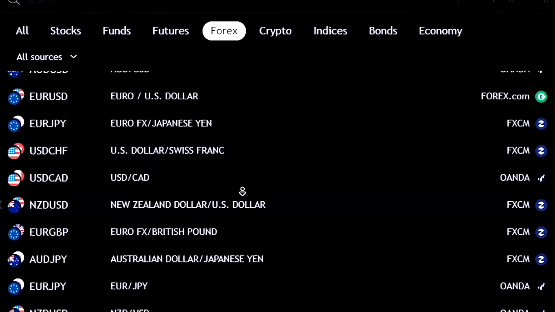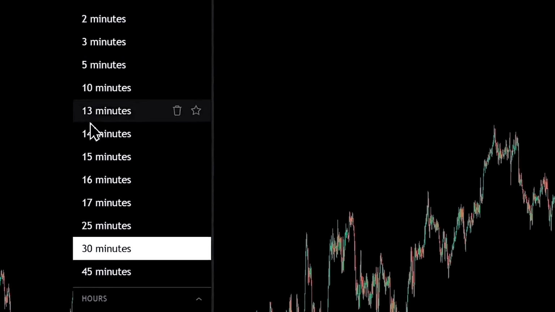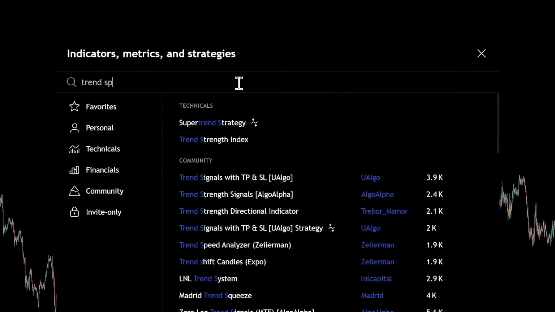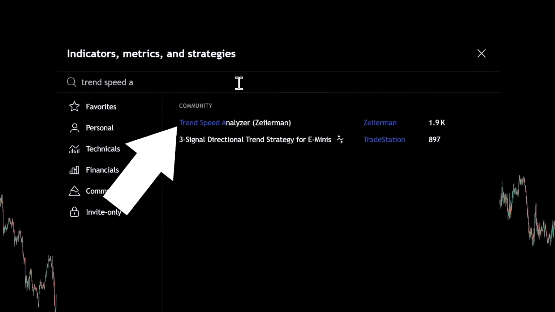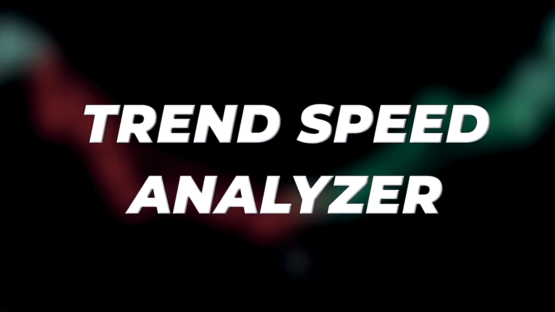Pick up any asset you like, Forex, stocks, crypto, and any time frame. I'm using the 15-minute GBP JPY chart, but this indicator works across the board. Click the indicators button, search for Trend Speed Analyzer by, of course, Zireman, and add it to your chart. Boom! You've got the Trend Speed Analyzer ready to roll.